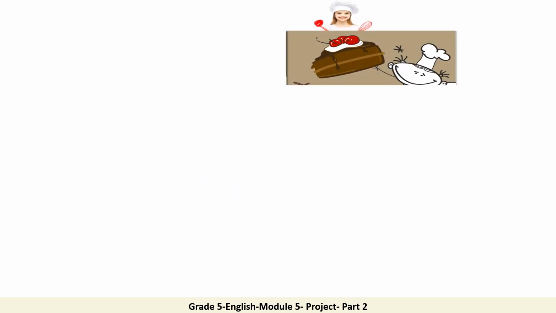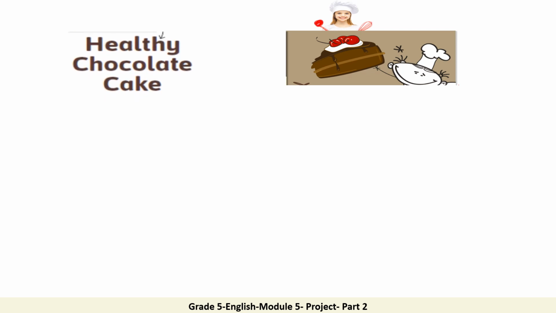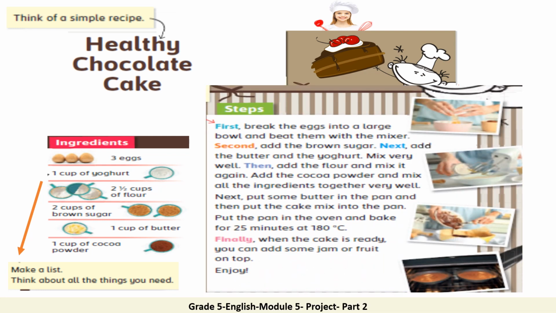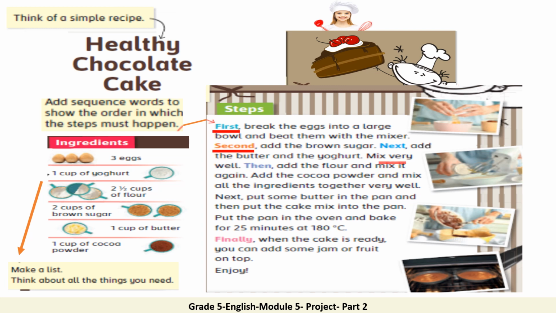Let me remind you of the things we need to write a recipe. First, we choose what we want to write about. Think of a simple recipe. Then, we have to make a list. Think about all the things you need for the recipe. We call these things the ingredients. Then, write the steps of how to make this recipe. Remember to add sequence words to show the order in which the steps must happen, such as first, second, next, then, and finally.